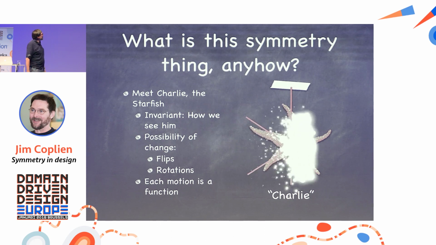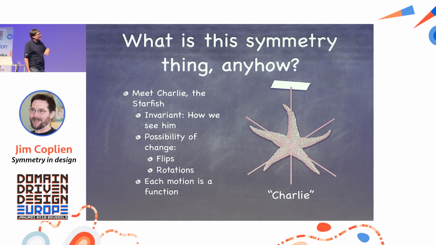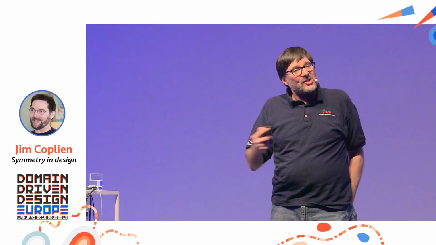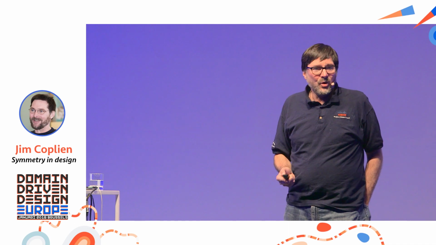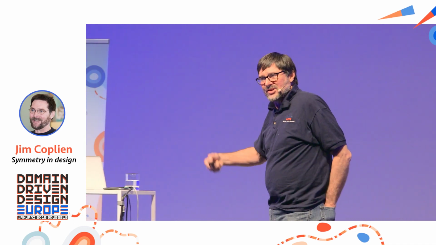Now, there's a bunch of other functions, too. We can rotate Charlie about any of these axes, and Charlie looks the same. So Charlie has a 5-fold symmetry, and this becomes his geometry. So if we rotate him among any of these axes, and he still looks like a starfish, which is the invariant, then these functions together form a set of what are called structure-preserving transformations.